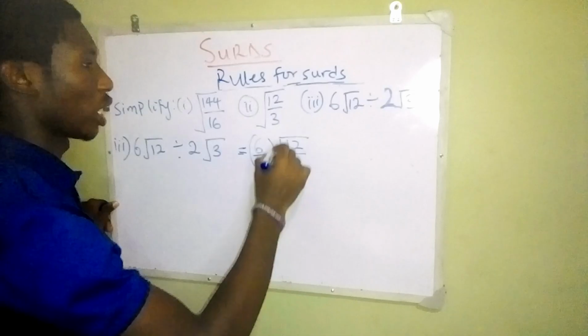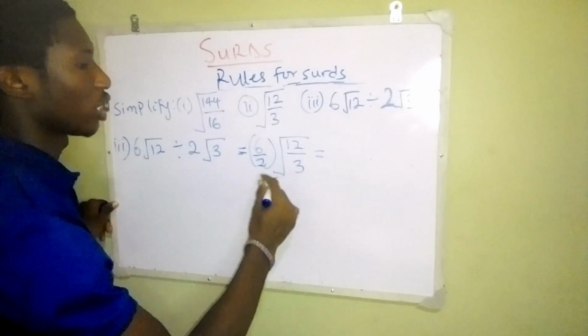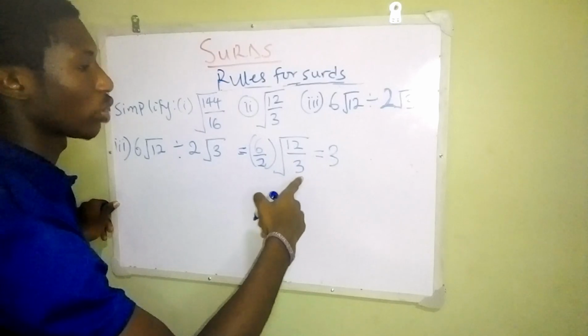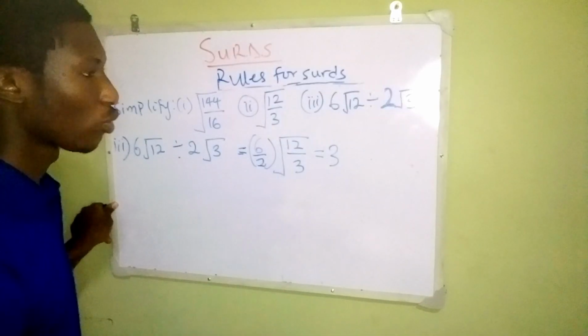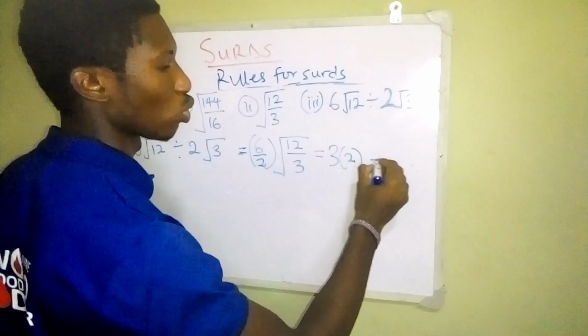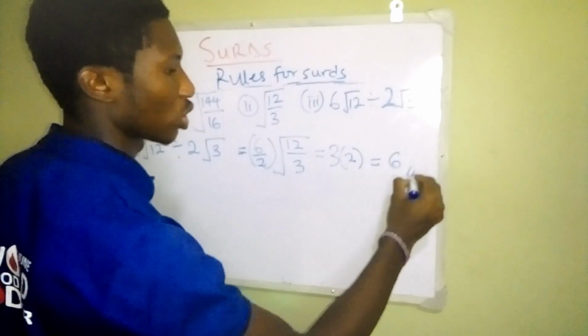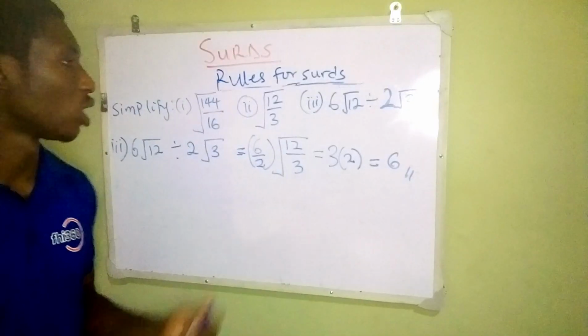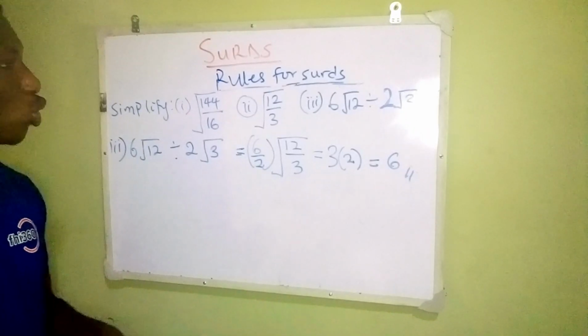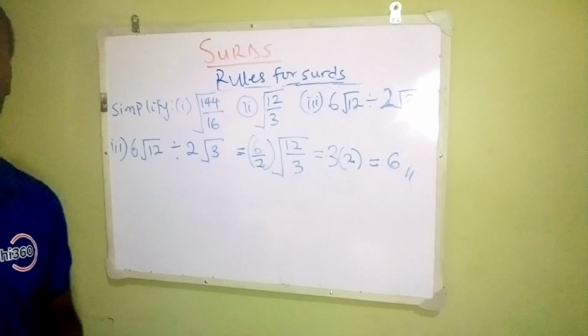3. And as we just learned, 6 divided by 2 is what? 3. As we just learned that 12 divided by 3 will give us what? Square root of 4. And square root of 4 is equal to what? 2. So therefore, our answer here will be 2, and 3 times 2 will be what? 6. As simple as this. As you can see, it's very simple. So let's move on to the 7th and the 8th rule.